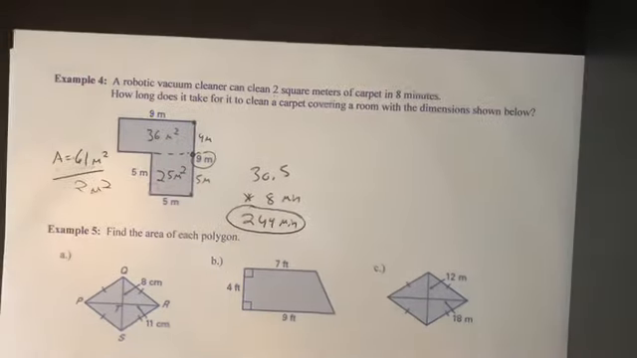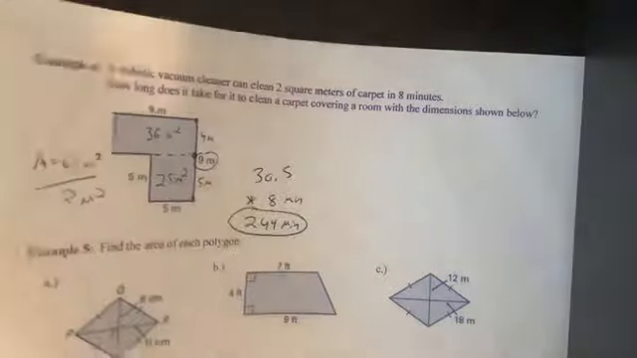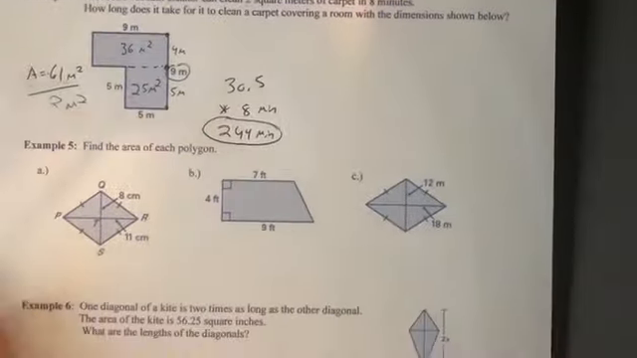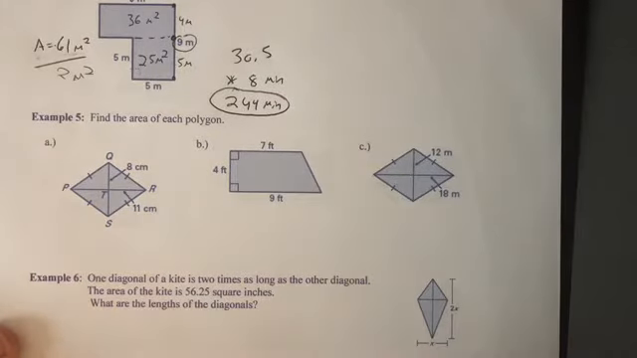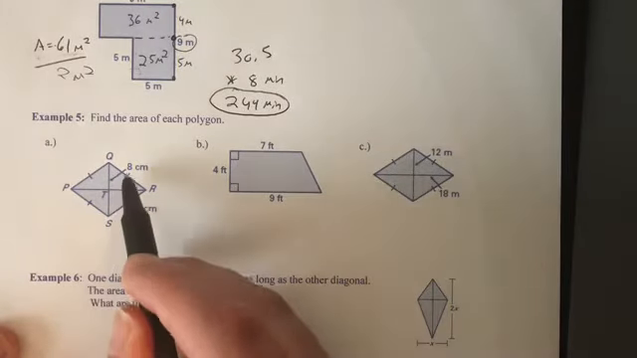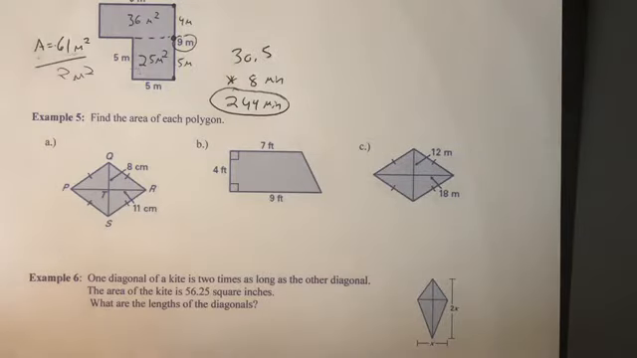Example 5. Now we're getting into trapezoids, rhombus, and kites here. So example 5, find the area of each polygon. Identify it's a rhombus. Equilateral, quadrilateral.